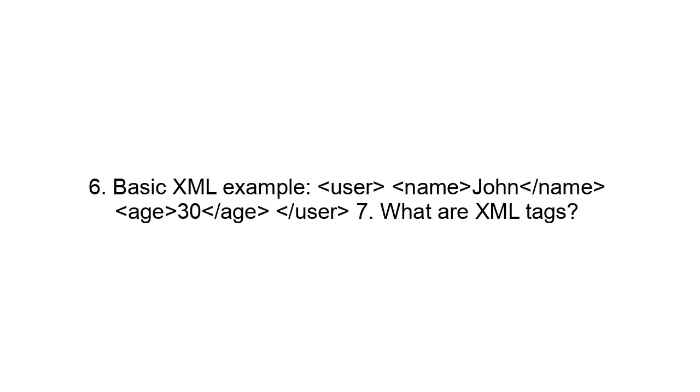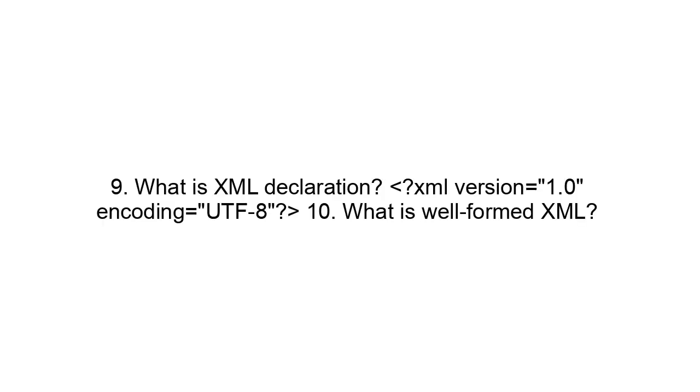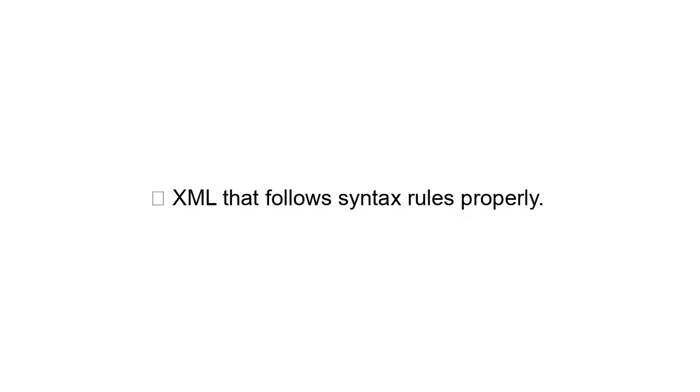6. Basic XML example. <user><name>John</name><age>30</age></user>. 7. What are XML tags? Markers that define data structure. 8. What is root element? The top-level element in XML. 9. What is XML declaration? <?xml version="1.0" encoding="UTF-8"?>. 10. What is well-formed XML? XML that follows syntax rules properly.